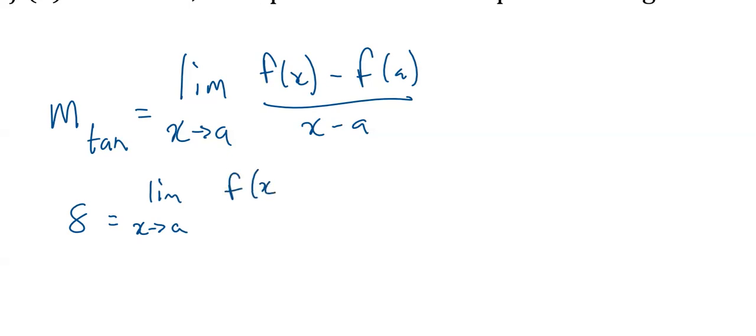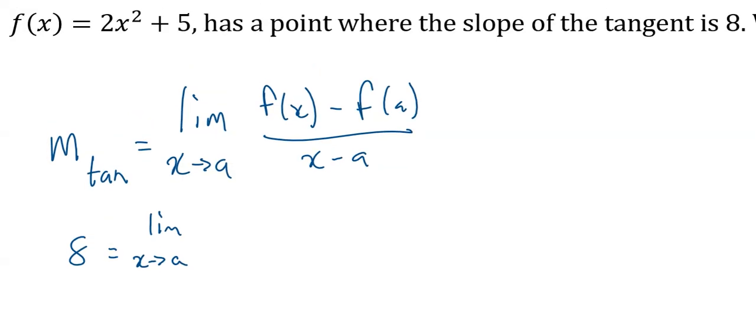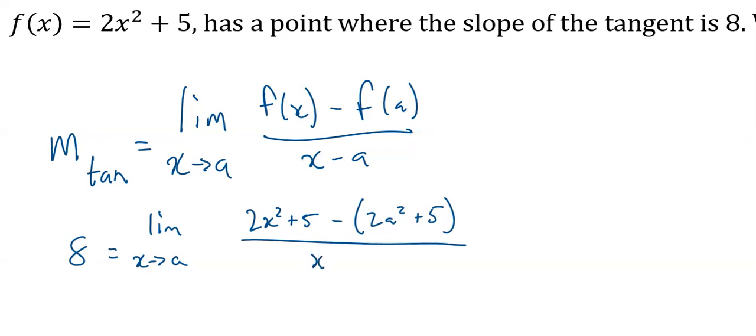Oh, f at x. Since we're subbing in, we're going to sub everything in. So f at x is 2x squared plus 5. So I'm going to go 2x squared plus 5 minus f at a, which is 2a squared plus 5, right? So this is where people get a little bit stuck and they're not sure what to do.